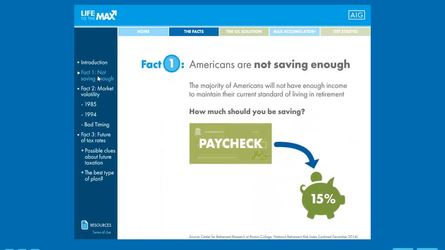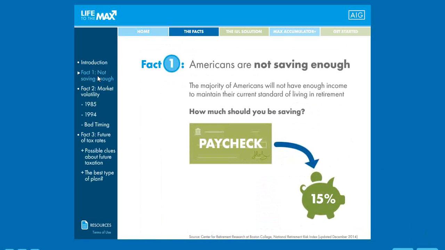And AIG is drawing from a study done by Boston College, their Center of Retirement Research. And they found that over half of all Americans are not saving enough to maintain their pre-retirement standard of living if they retire at age 65. Now, this study did take into account Social Security benefits, pension plans, and home equity into its calculations.